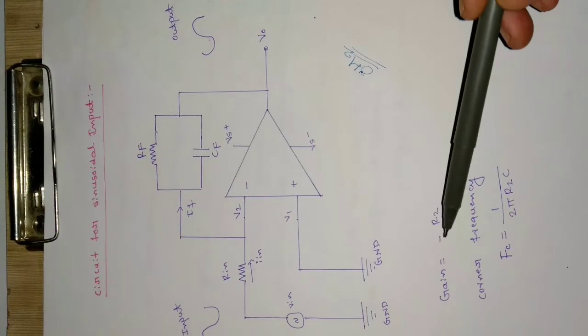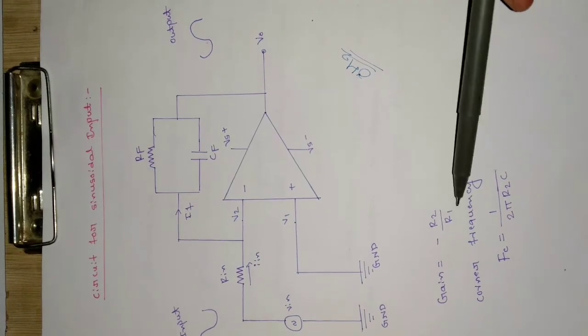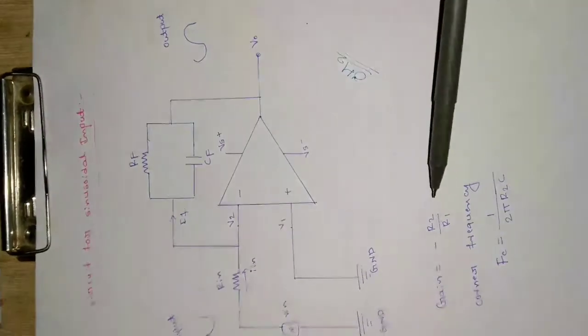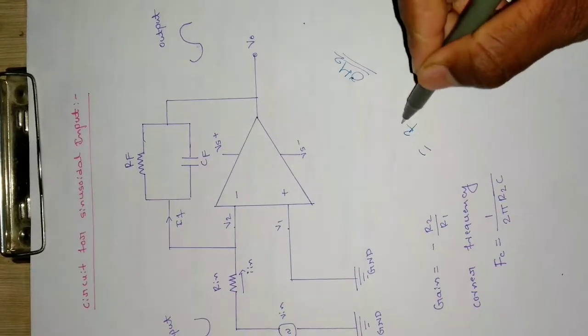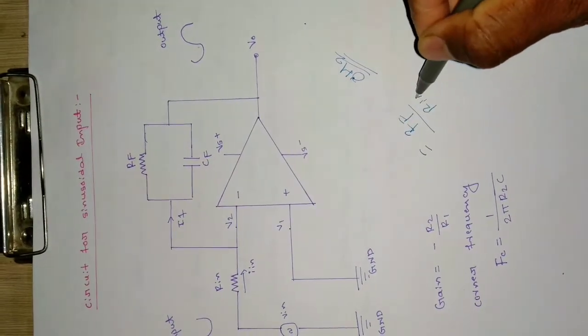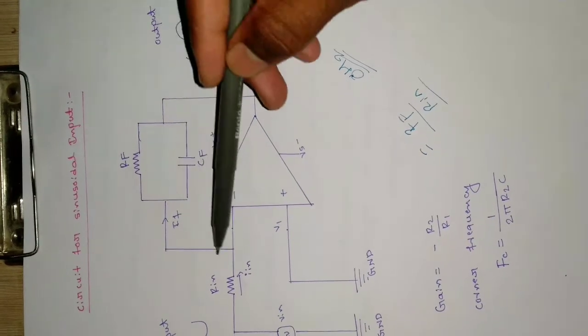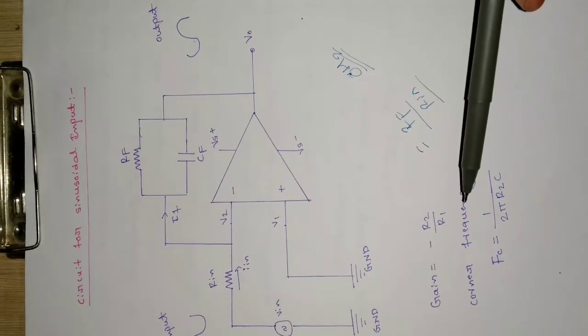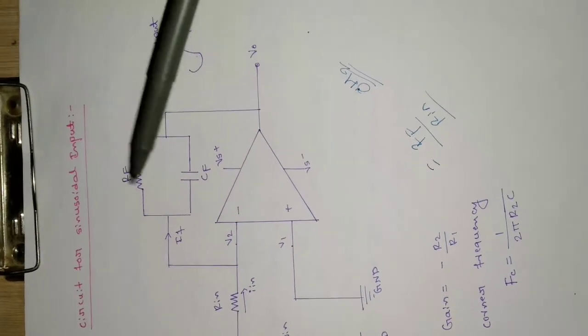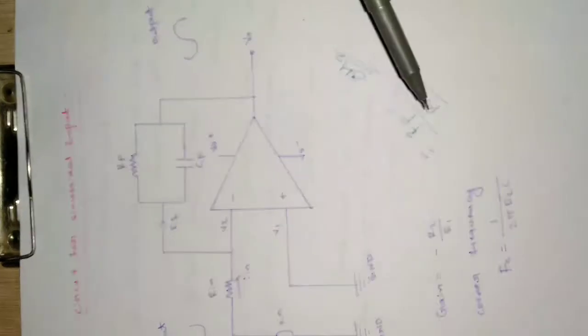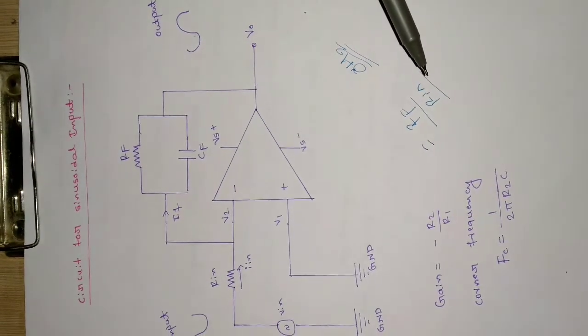The minus sign indicates a 180-degree phase shift, and the gain depends on R2 by R1, or we can say RF by R in. So I have written R2 by R1 or RF by R in. There is no change, but I am using RF by R in. So in this case it will be RF by R in.